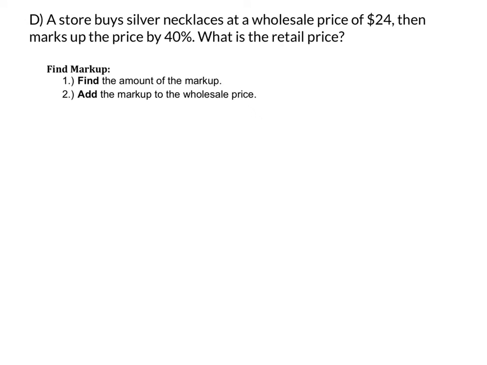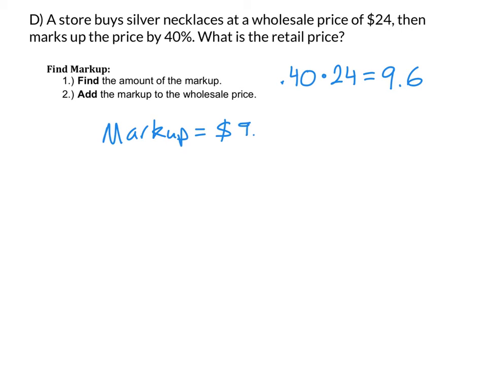So to do that, we just have to find 40% of 24. So to find 40%, 40% is the same as 0.40 or 0.4, and we just multiply that by the original price, 0.4 times 24. When we put that in our calculator, we get 9.6. So the markup that the store is adding to the price is $9.60.